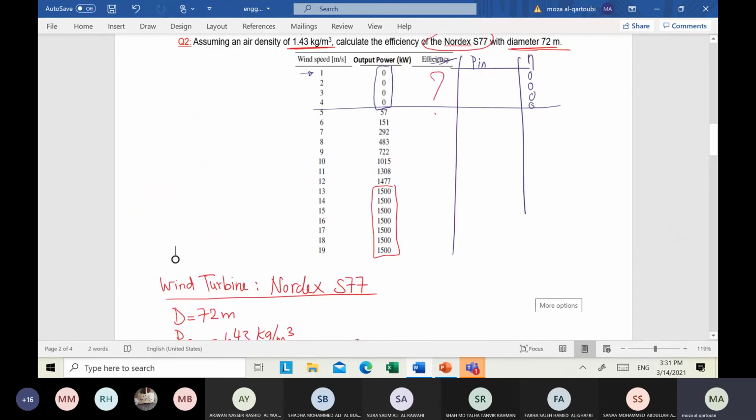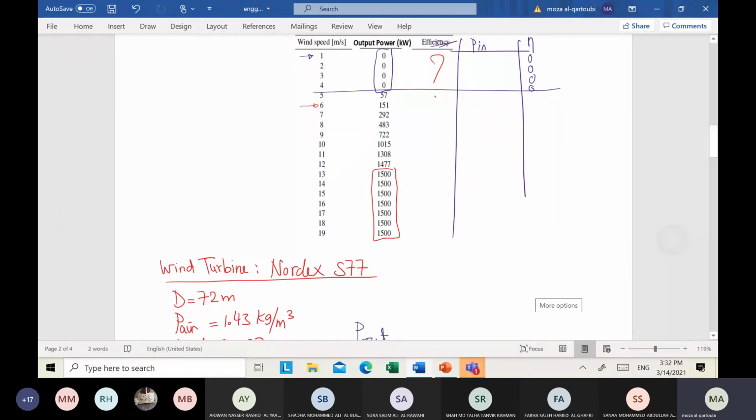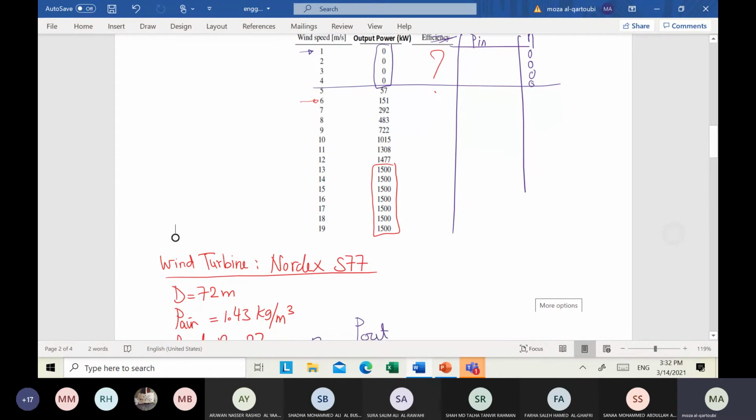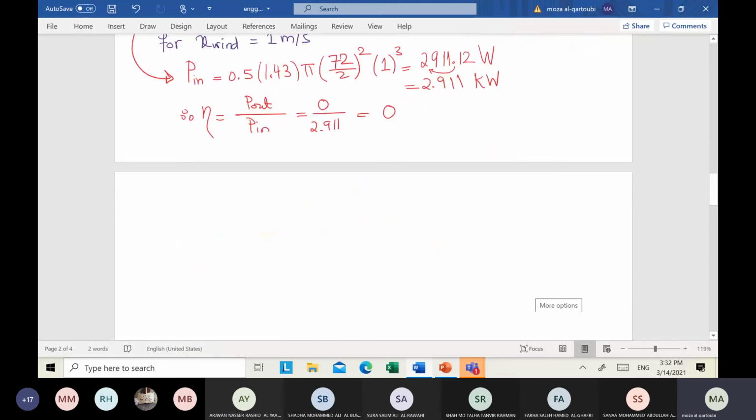For example, if we choose velocity or speed equals 6 meters per second, at this value the output power equals 151 kilowatt. So we'll start and first find Pn for the wind equal to 6 meters per second. Please try to find this value, Pn.